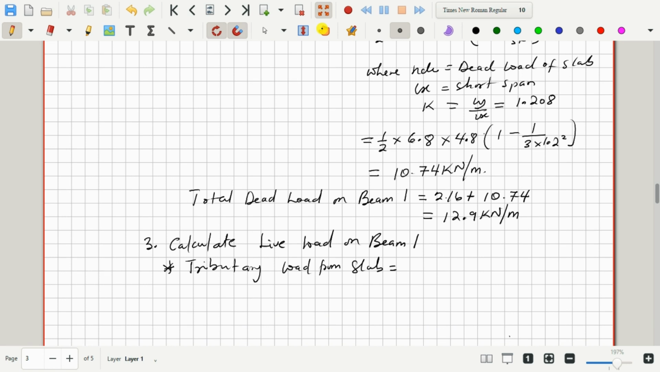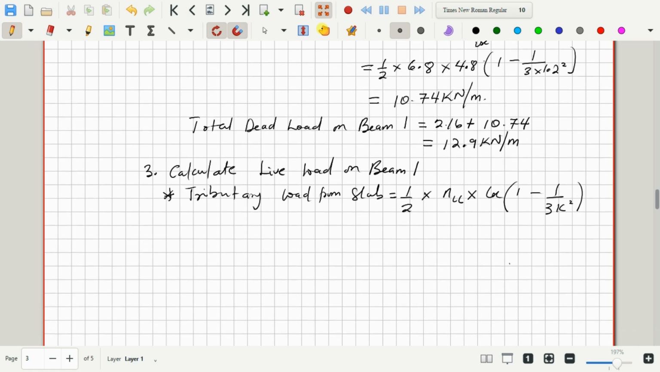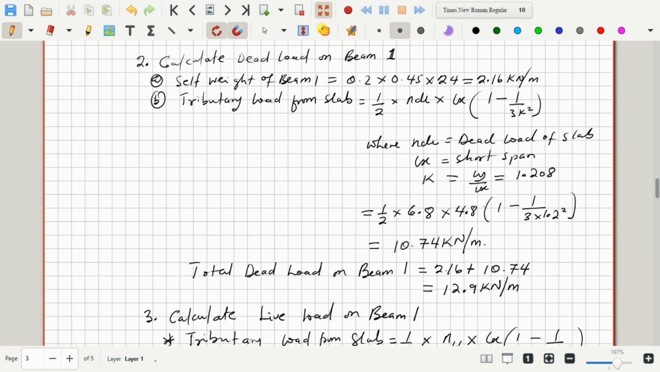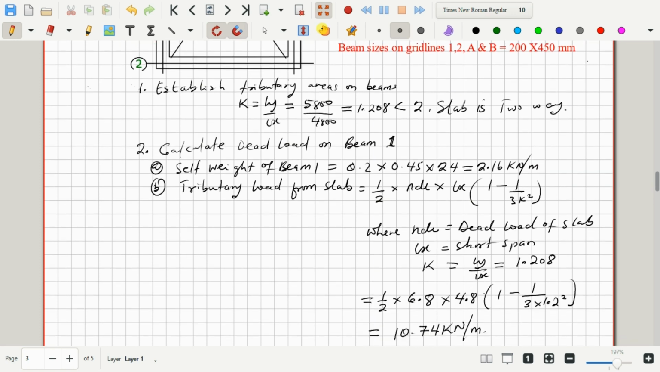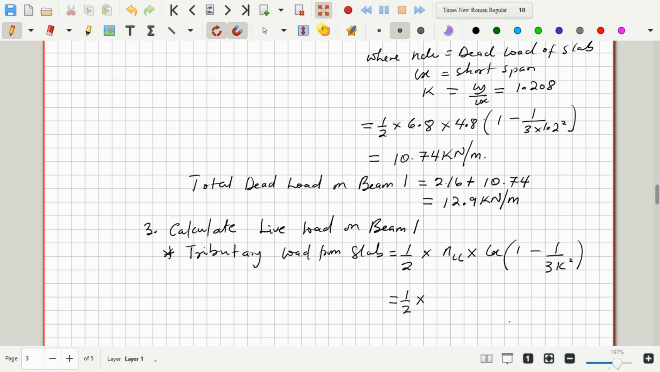We'll change the dead load to live load. So we'll have 1 over 2 multiplied by nLL multiplied by the short span Lx, all into bracket 1 minus 1 on 3k squared. So if we slot in the values, we'll have 1 over 2 multiplied by nLL. From our parameters, the live load is 1.5 kilonewton per square meter. So multiplied by 1.5, our short span is 4.8 into bracket 1 minus 1 over 3k squared. Our k, we know the value already. So that is 1.2 squared.